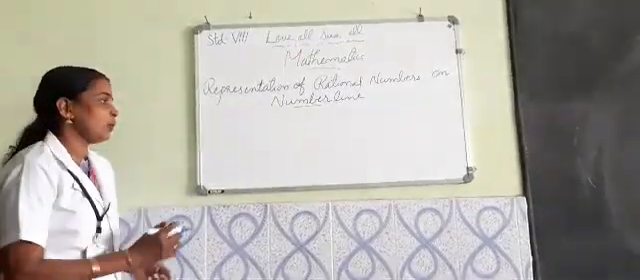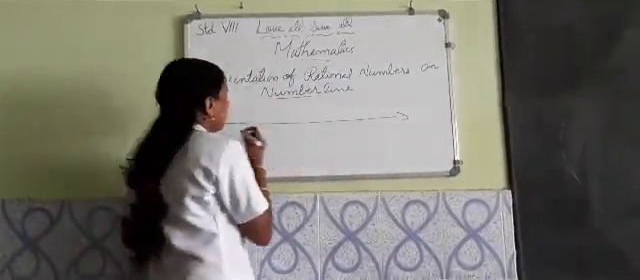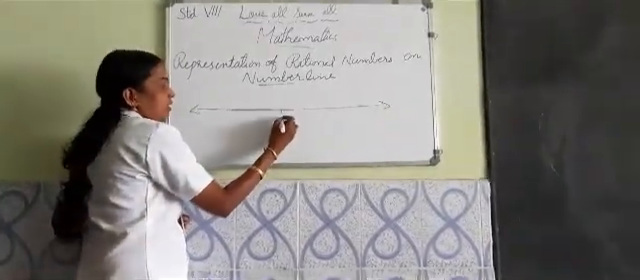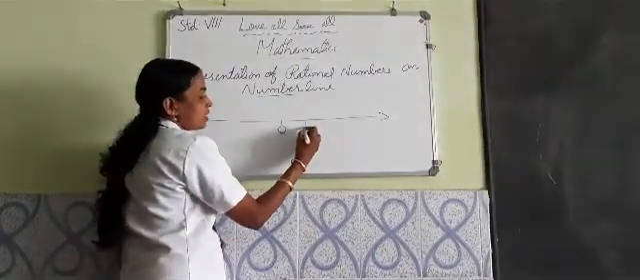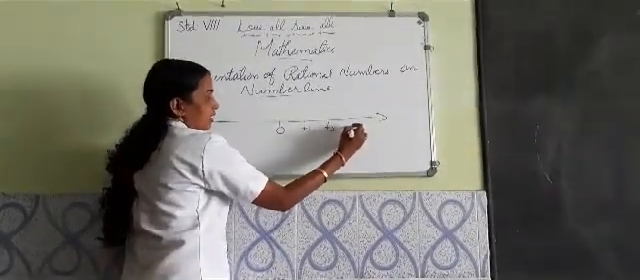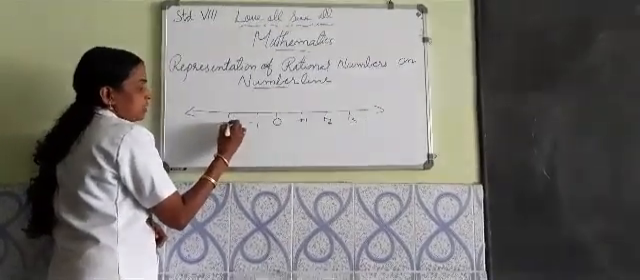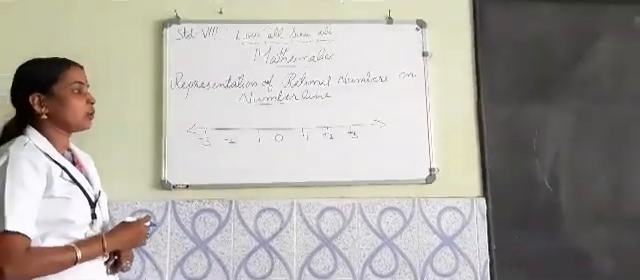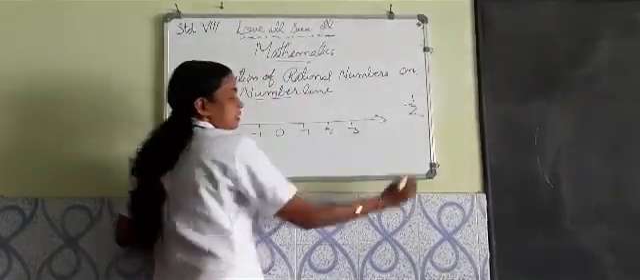Children, now we can look how to represent rational numbers on number line. For that, mark 0 in the middle of the number line. On the right of 0 we can mark positive integers. On the left of 0 we can mark negative integers. Suppose we have to represent 1 by 2 in this number line.